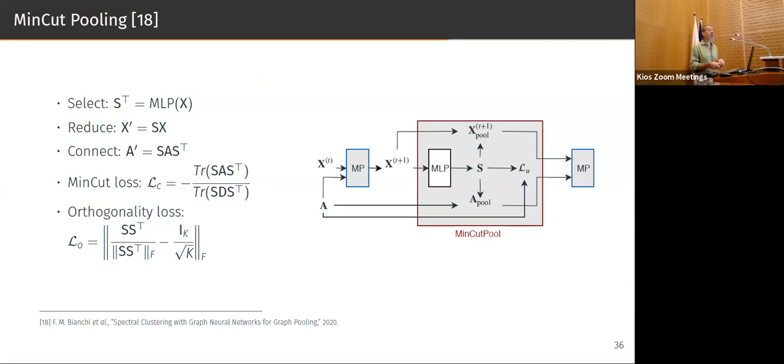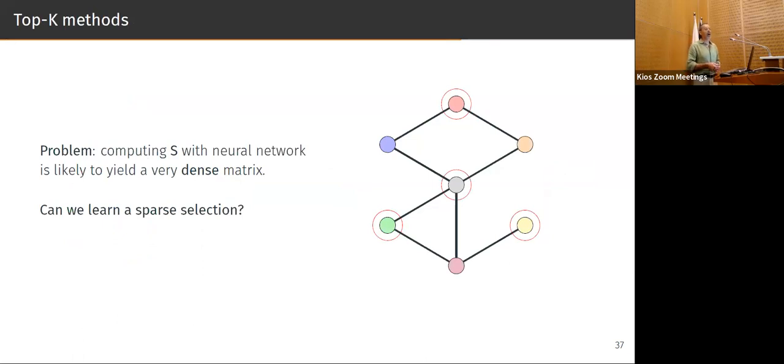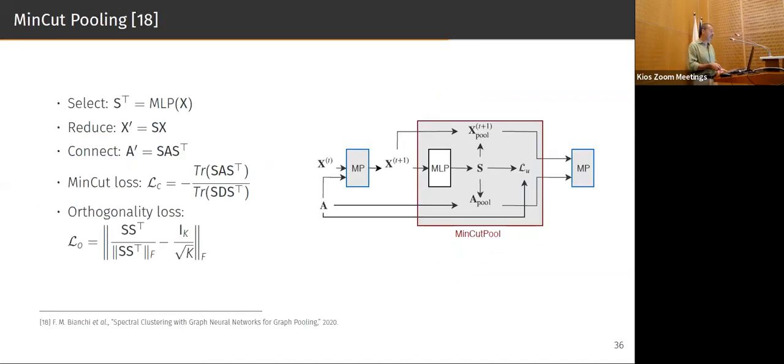When you have the score matrix, you have the clustering, you have the new features, and you have the new adjacency matrix. This is a method which is proven to be very effective. The problem associated with these types of methods is that they tend to generate dense frameworks. Dense means that one node in probability belongs to many clusters. You would like instead to have one node belong, if possible, to the minimum number of meta nodes.